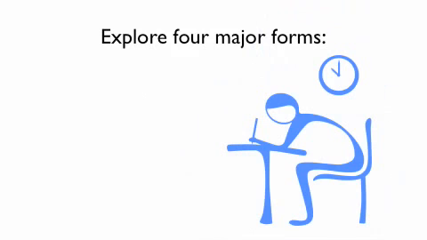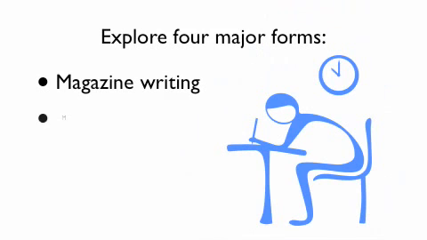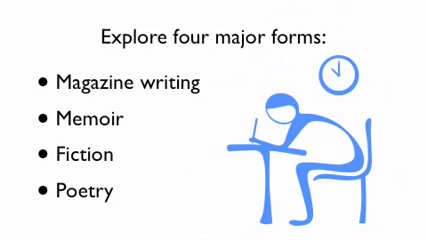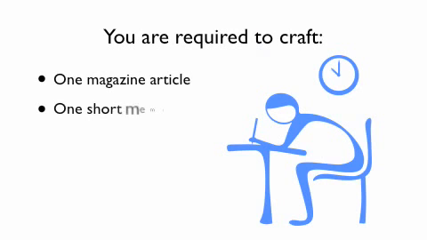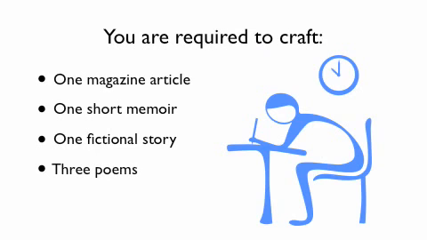During the next 16 weeks, we will explore 4 major forms of creative writing: magazine writing, memoir, fiction, and poetry. You are required by the end of the semester to have crafted 1 magazine feature, 1 short memoir or personal essay, 1 fictional short story, and 3 poems. These assignments constitute the revised drafts portion of the class.